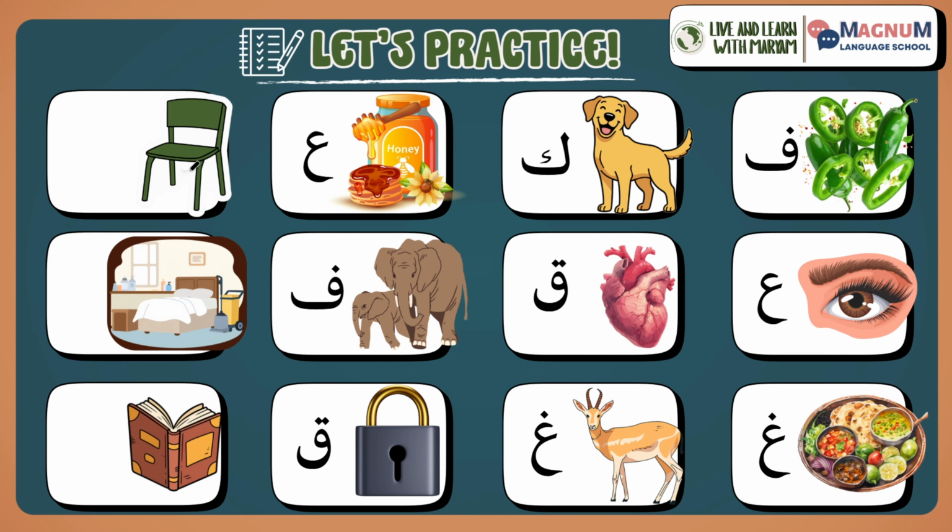Next we have a chair. Kursiyun. Kursiyun with kaf. Then we have a room. Ghain for ghurfatun. Then we have a book. Kaaf for kitabun means book.